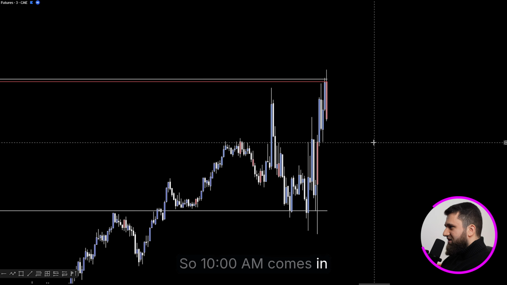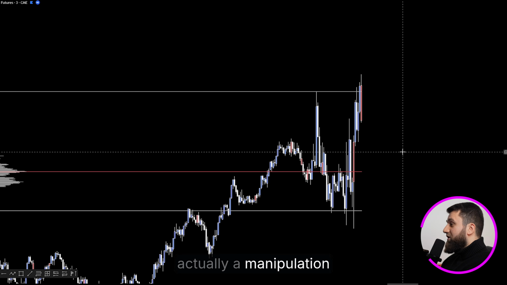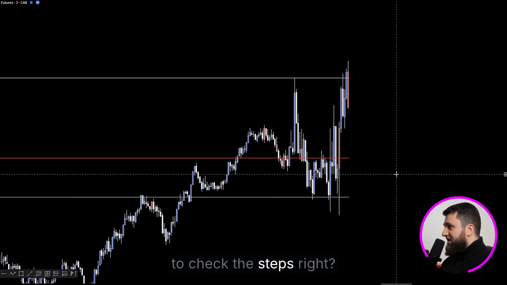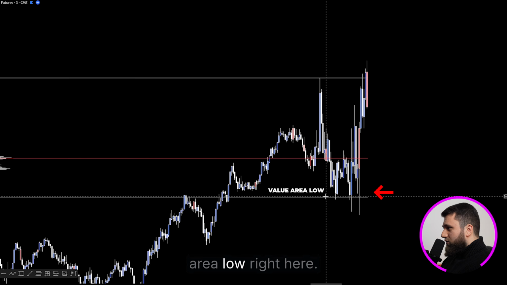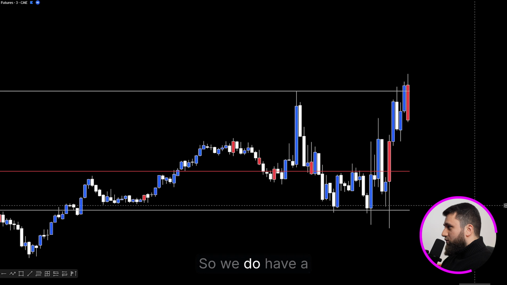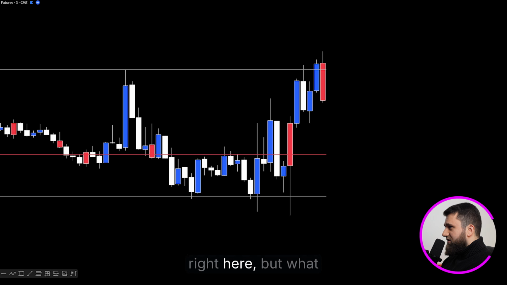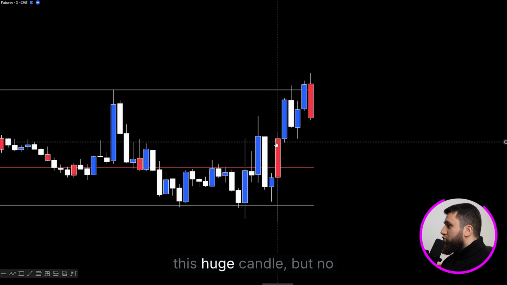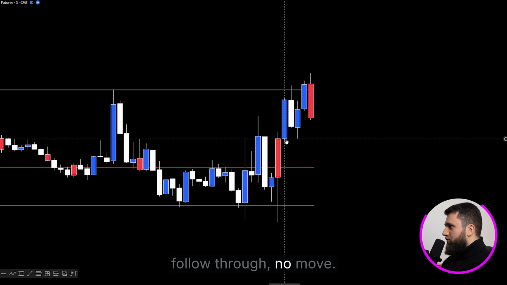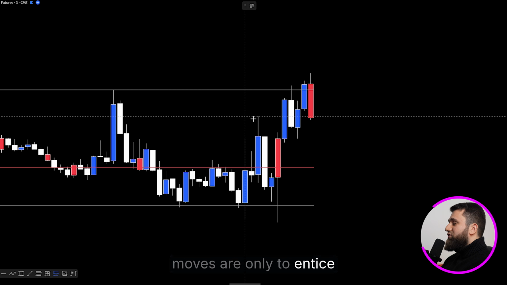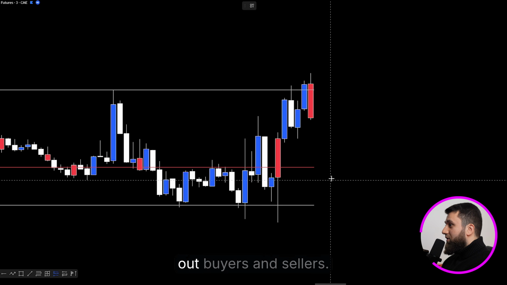So 10 a.m. comes in, and the first candle is actually a manipulation candle right away. But let's check if this trade is even valid, because we have to check the steps, right? So we have the value area low right here, we have the point of control here, and the value area high here. So we do have a manipulation candle right here. But what about this one? Why is this not an entry? Because we don't trade before 10 a.m., guys, and exactly because of this huge candle but no follow through, no move. Why? Because a lot of times before 10 a.m. those moves are only to entice people and just trap out buyers and sellers.